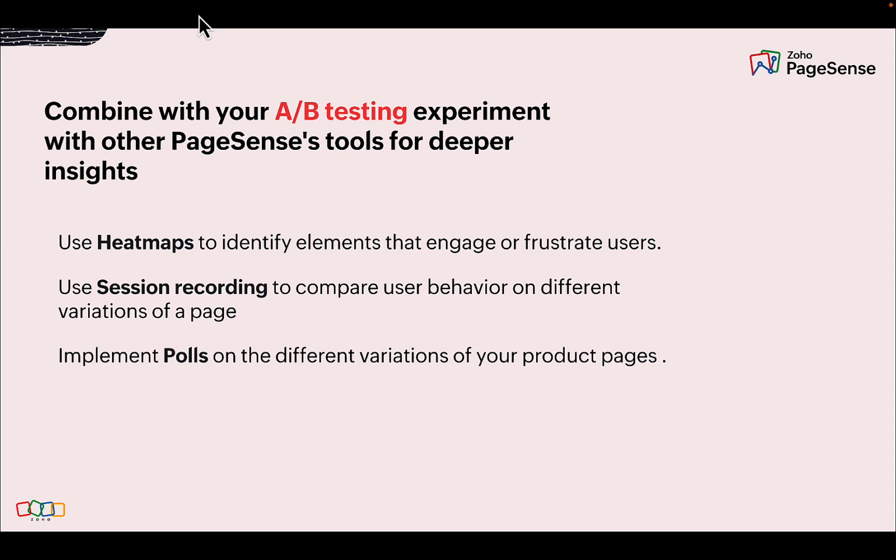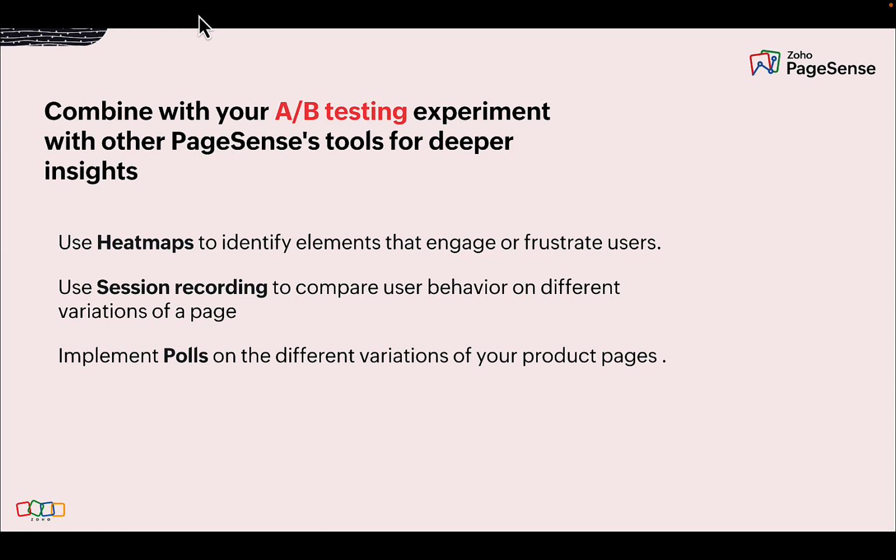So the best part of our product Zoho PageSense is that you can combine your A/B testing results insights with other tools. For example, you can view variation specific heat maps to identify the elements that engage or frustrate users to support your A/B testing hypothesis.